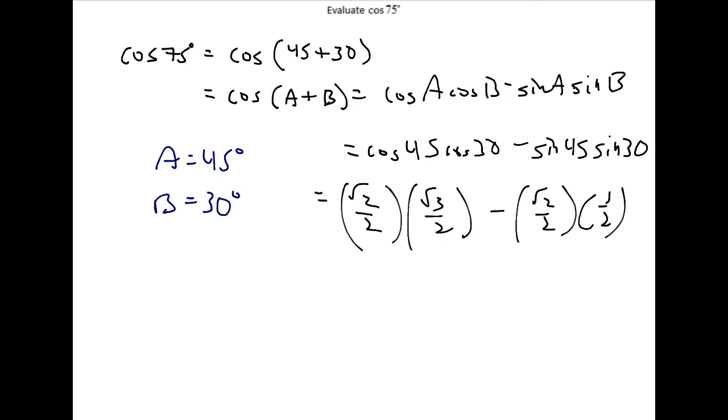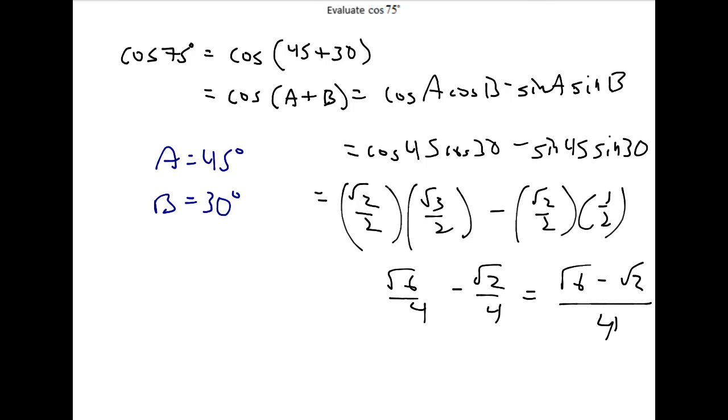Now we should be able to multiply these out: radical 6 over 4 minus radical 2 over 4, which equals radical 6 minus radical 2, and these are separate radicals, all over 4. Remember, this is called the exact value because it's not a decimal answer. So we found cosine of 75 here using the sum formula.